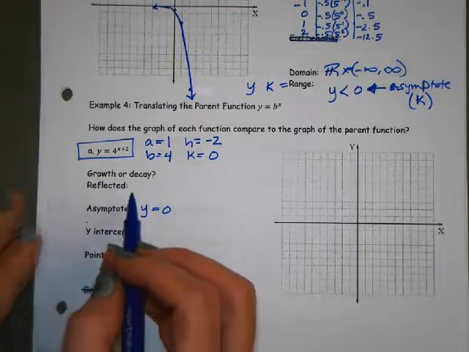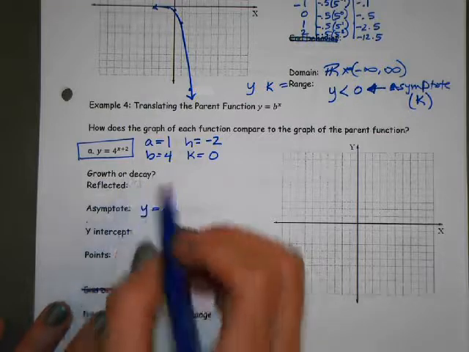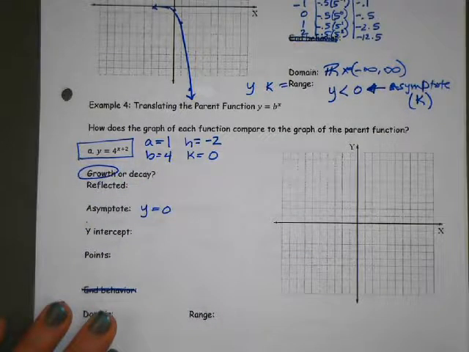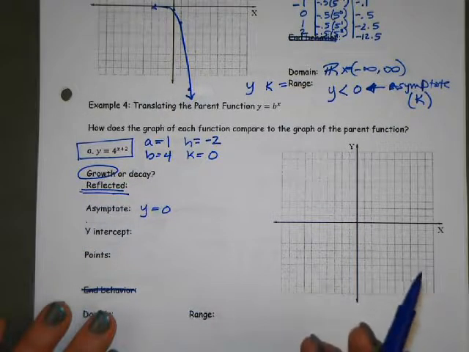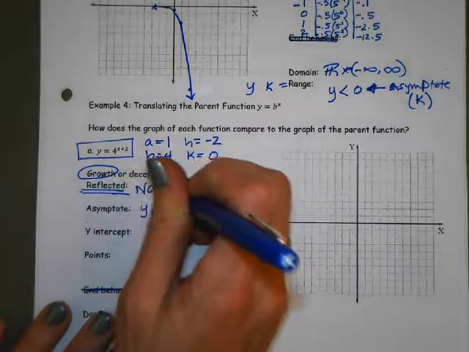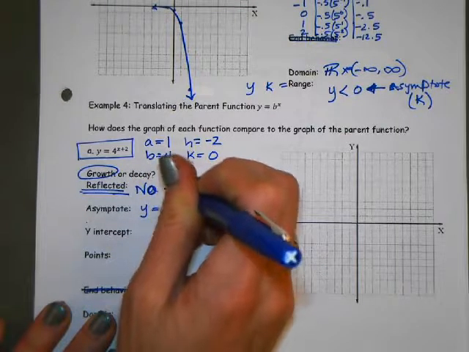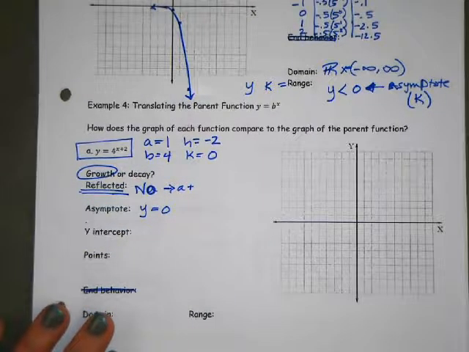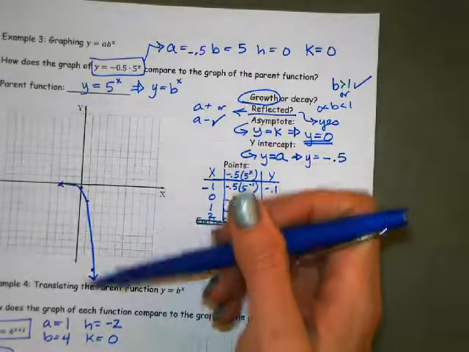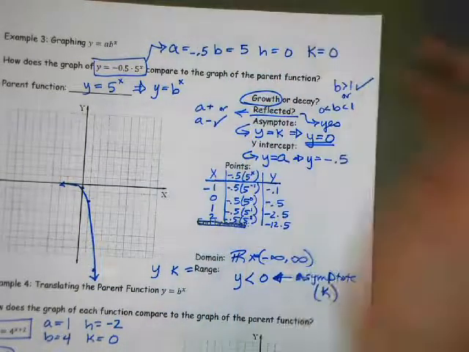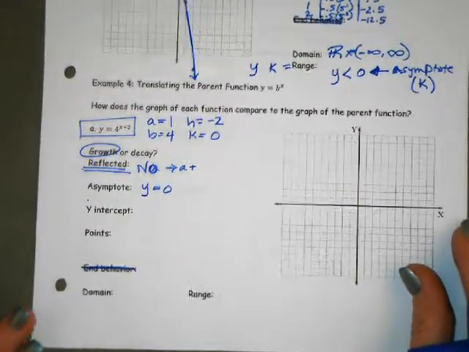Alright, is it growth or decay? It is growth, because B is greater than 1. Is it reflected? It is no, because A is positive. So it is positive, it's not reflected? Correct. If A is negative, see how this one is flipped down? Because A is negative. If A was positive, it would flip up. Okay? Alright, what's my y-intercept?